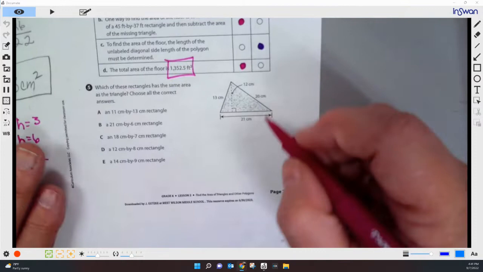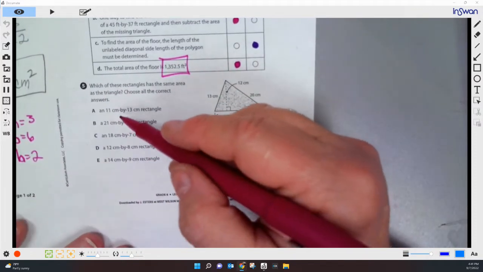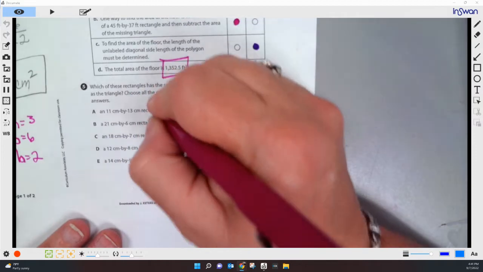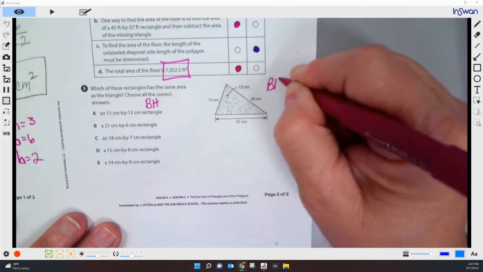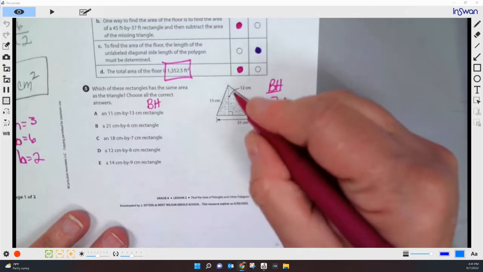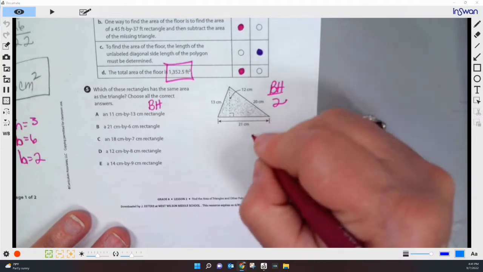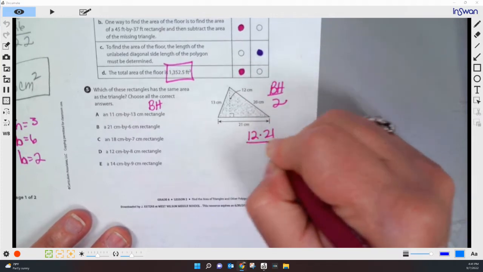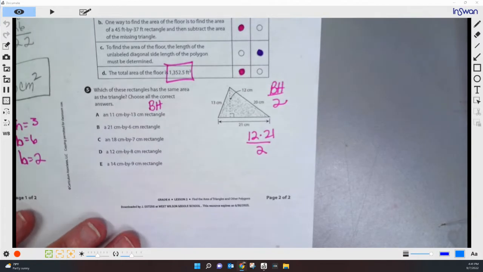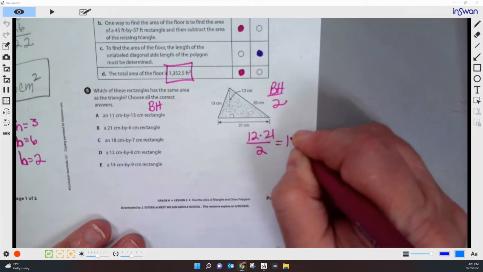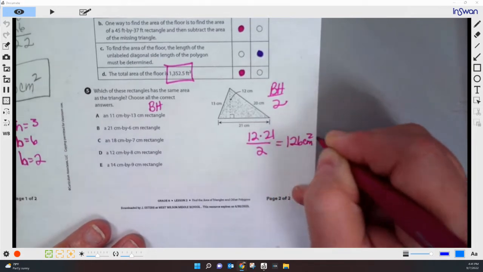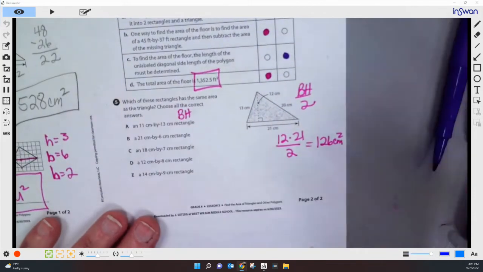Moving right along. Number 5, you've got 1, 2, 3, 4, 5 rectangles. And you know the area of a rectangle formula is base times height. And then I have one triangle, which is base times height divided by 2. So if I look at this, I've got 12 times 21 for my base and height. And then I'm going to divide that by 2. And that would be the same thing as 21 times 6. And that would be 126 centimeters squared.